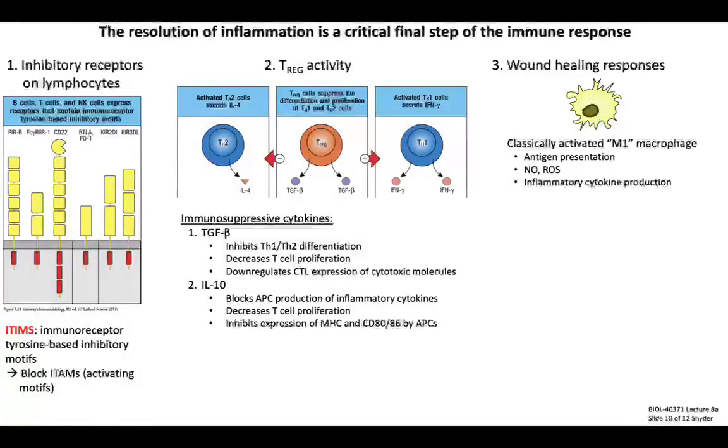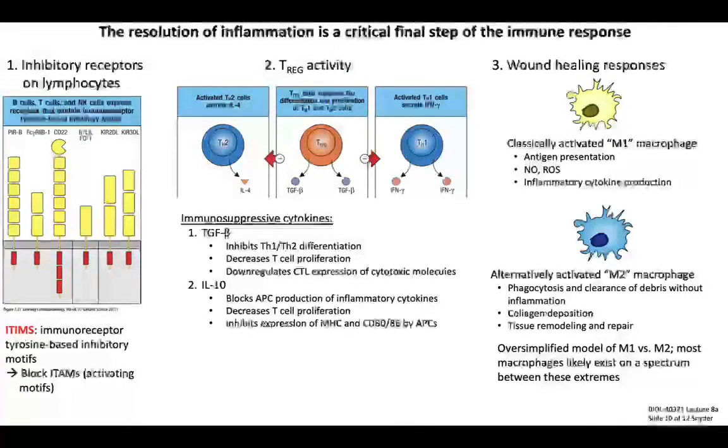Lastly, the immune system can also play a role in wound healing responses that tend to skew towards more immunosuppressive phenotypes. A good example of this is seen with macrophages. Up until this point in the course, we've primarily learned about inflammatory macrophage activation, which is sometimes referred to as classical activation or an M1 macrophage phenotype. These cells function by presenting antigens, producing inflammatory cytokines, and reactive molecules like nitric oxide and reactive oxygen species that can be used to kill pathogens. In general, M1 macrophages are viewed as a highly inflammatory cell type that can attack invading microorganisms.